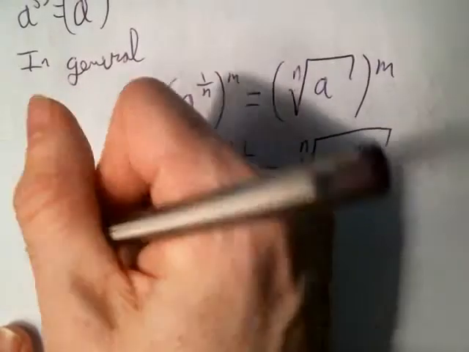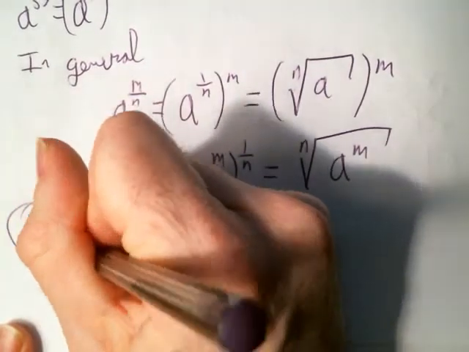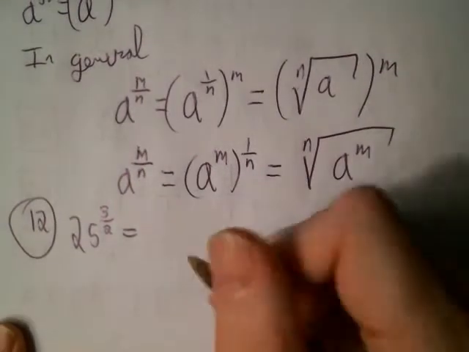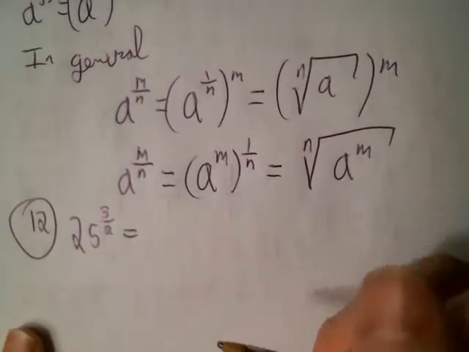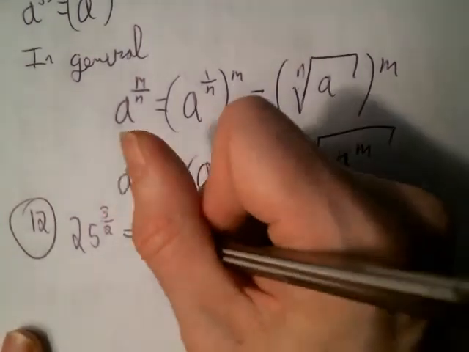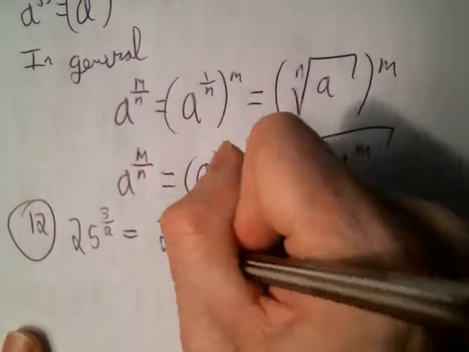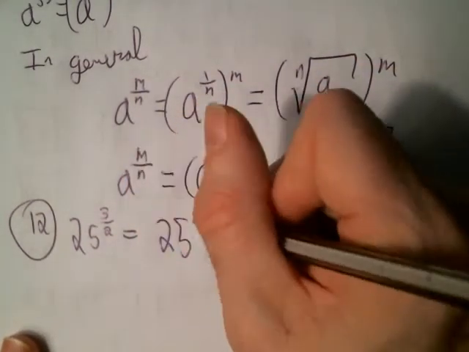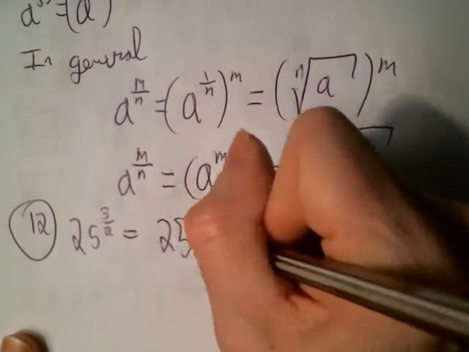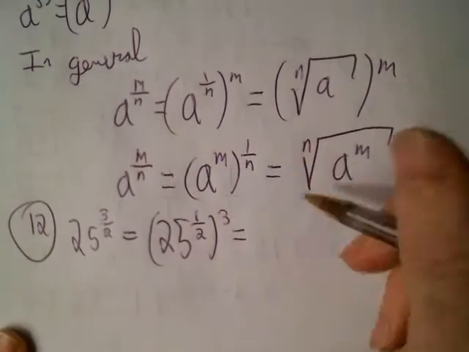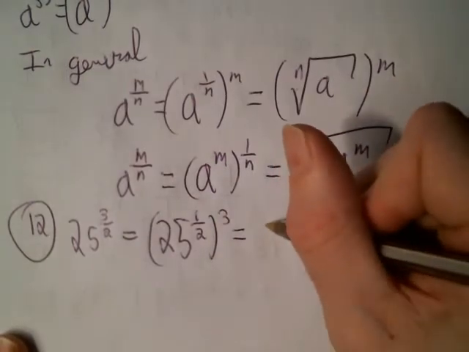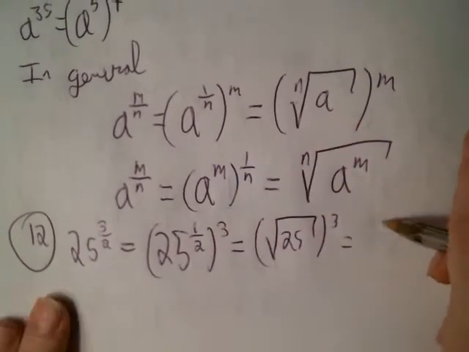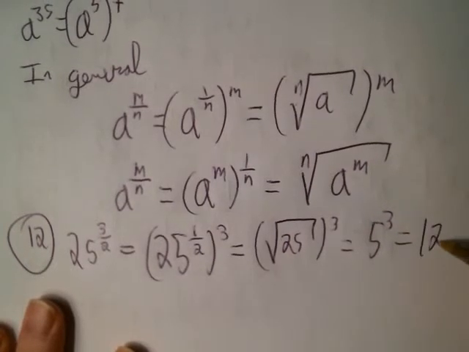So here's number 12. We have 25 to the 3 halves. I want to rewrite it in a way that will allow me to simplify it in my head; that's my understanding of why we do these. I don't want to use a calculator to type all this in, right? So you have 25 to the 1 half raised to the 3rd power. 25 to the 1 half is the square root of 25, and that's cubed. The square root of 25 is 5, and then 5 cubed is 125.